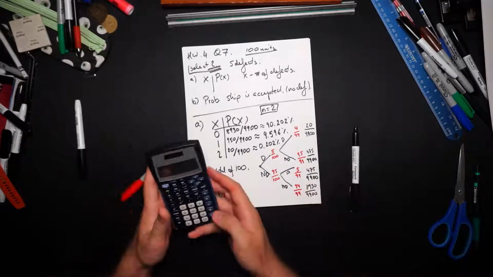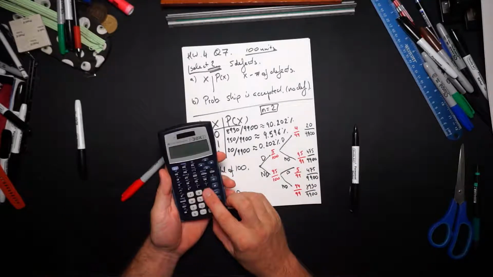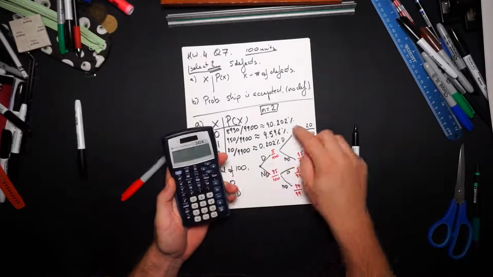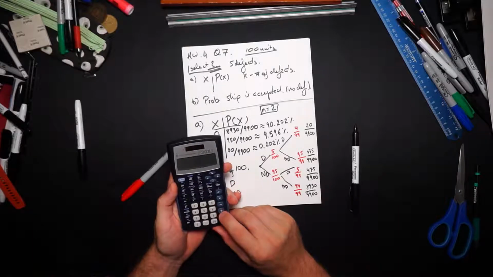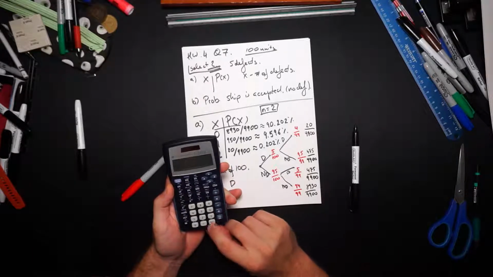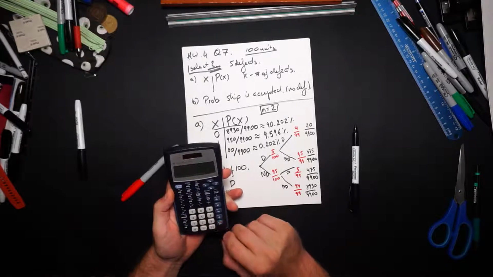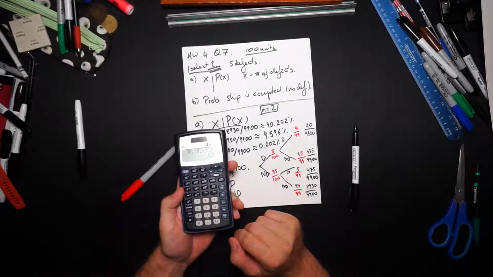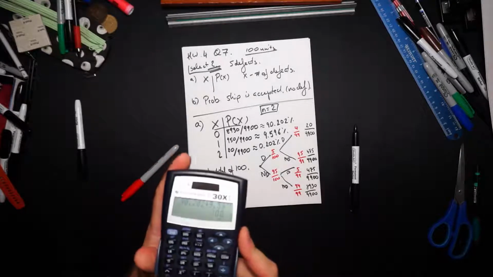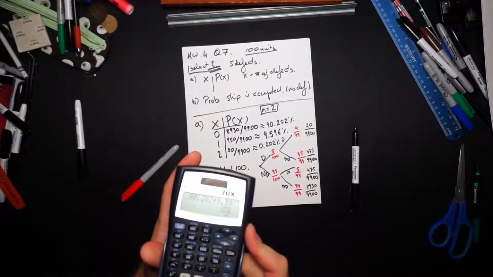And if we are very diligent, we can check: 90.202 plus 9.596 plus 0.202, and we get 100. I don't know if you guys can see it. The lighting is dreadful, but right.